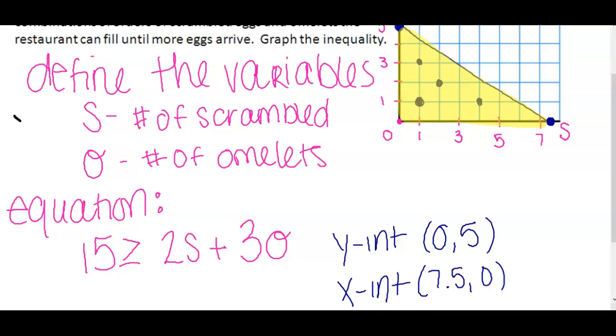No. So you can plot it as 7.5 to help you with your graph, but you need to know a reasonable answer cannot be 7.5. So a solution to this problem would have to be only whole numbers. So if I said, is 3.5 comma 1.5 a solution, your answer needs to be no. Because again, you cannot have half of an order.